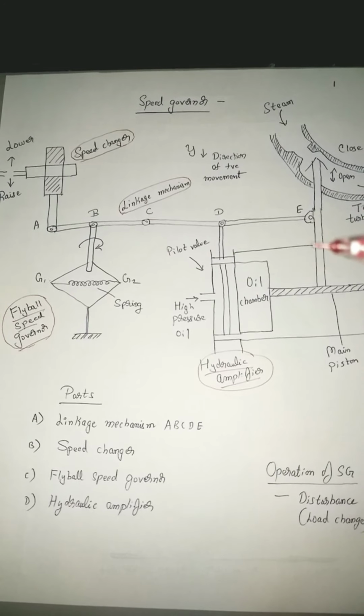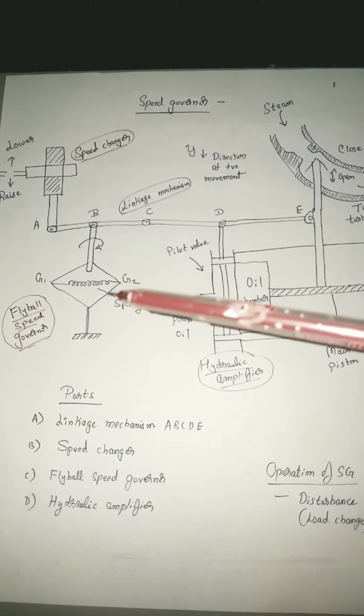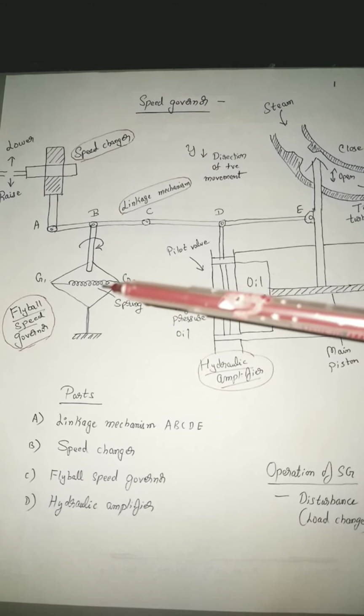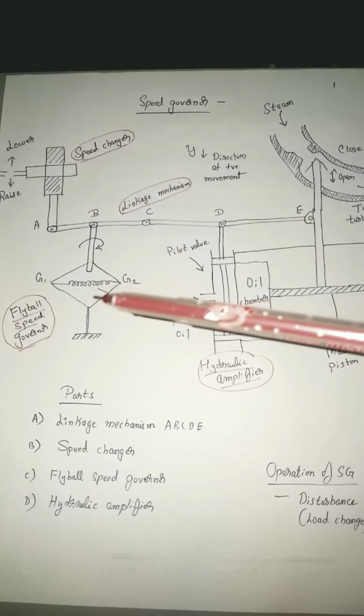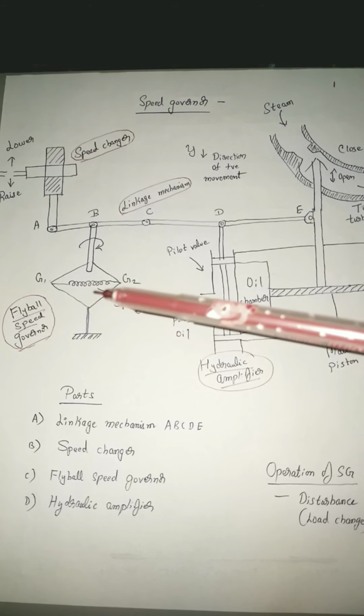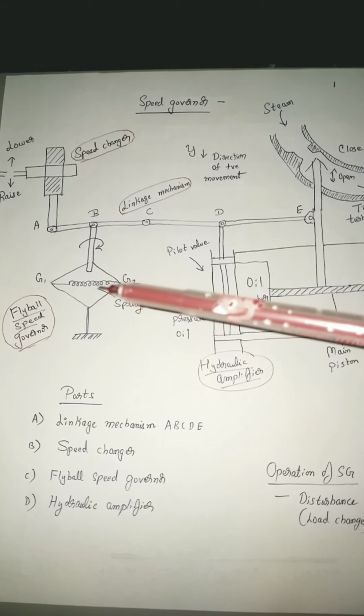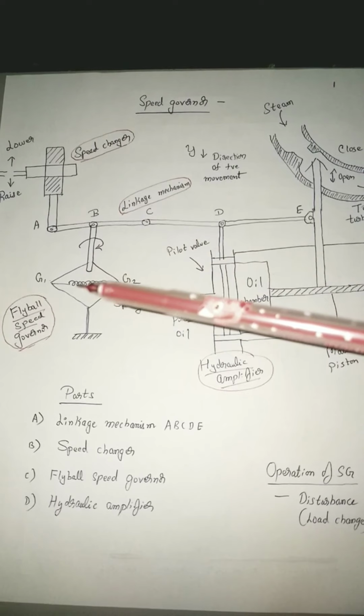That is just exactly the opposite phenomenon. Say let us assume there is a drop in load demand in the system. Whenever there is a drop in load demand in the system, automatically the speed of the machine is going to increase. When the speed increases, that will be sensed by this sensor, which is a speed governor, and G1 and G2 gets elongated. Once G1 and G2 gets elongated, obviously it will bring B downwards.